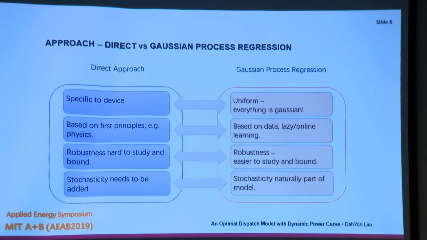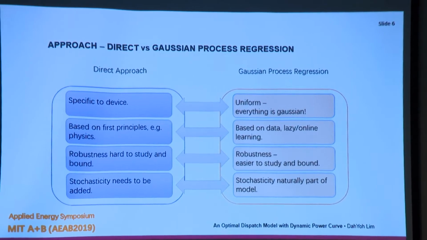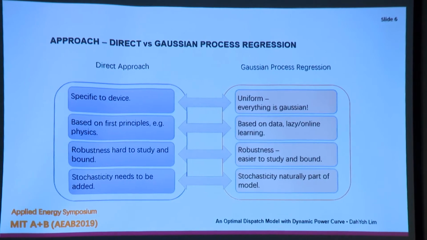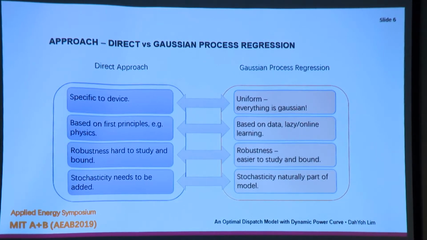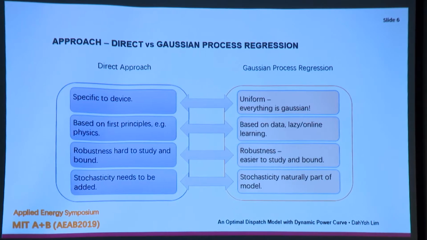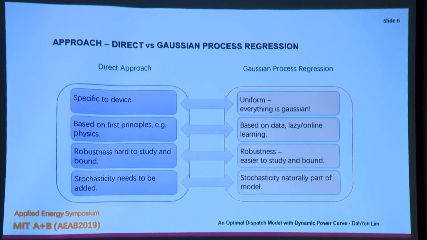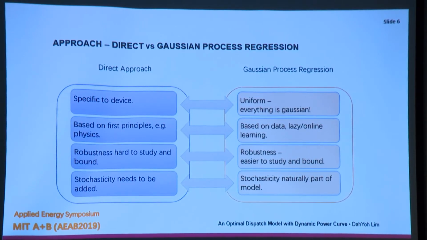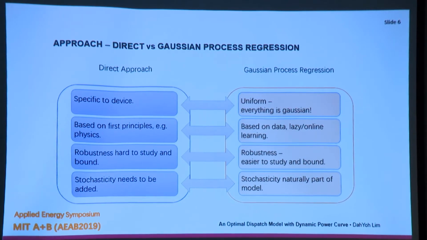So this is a comparison between a direct approach versus a Gaussian process approach to modeling devices. Well, with a direct approach, you might start with each specific type of device, and you come up with one model for each specific type of device. That's one way. The other way is Gaussian process regression, and we just talked about it. Everything is Gaussian, so the mathematics dramatically simplifies. And also, the direct approach requires you to base on first principles, which I don't know.